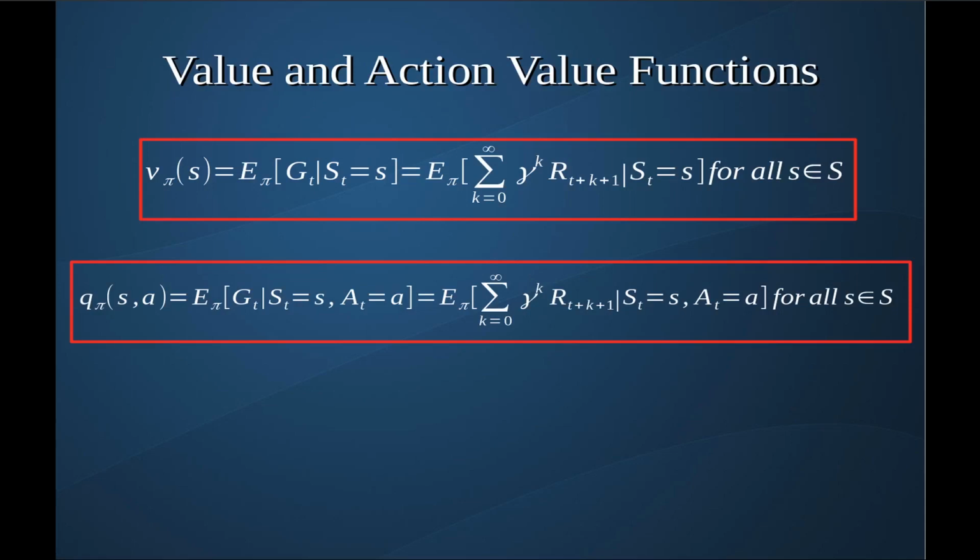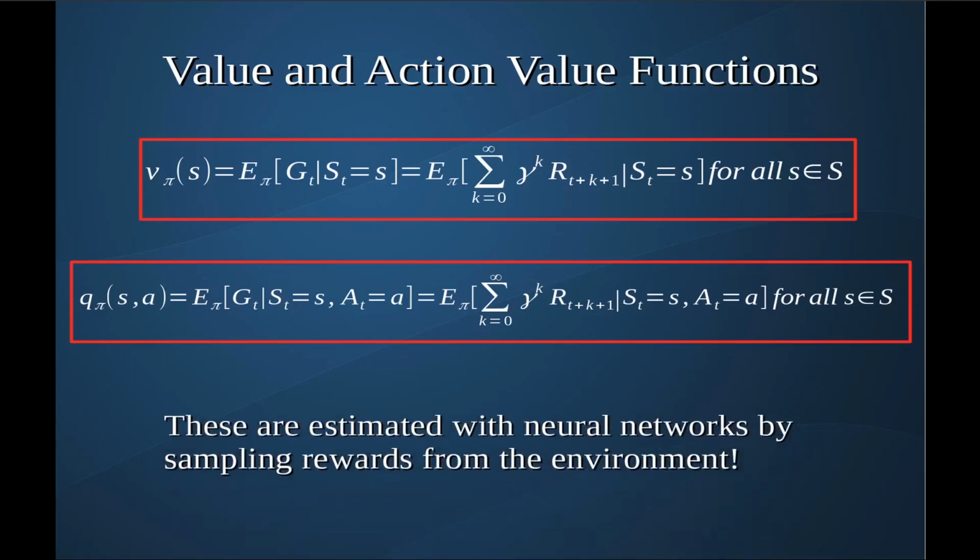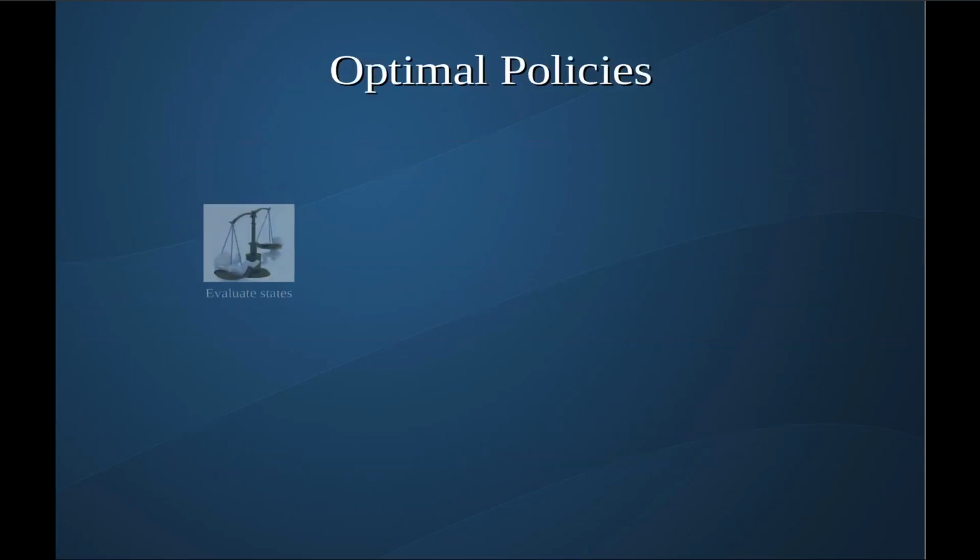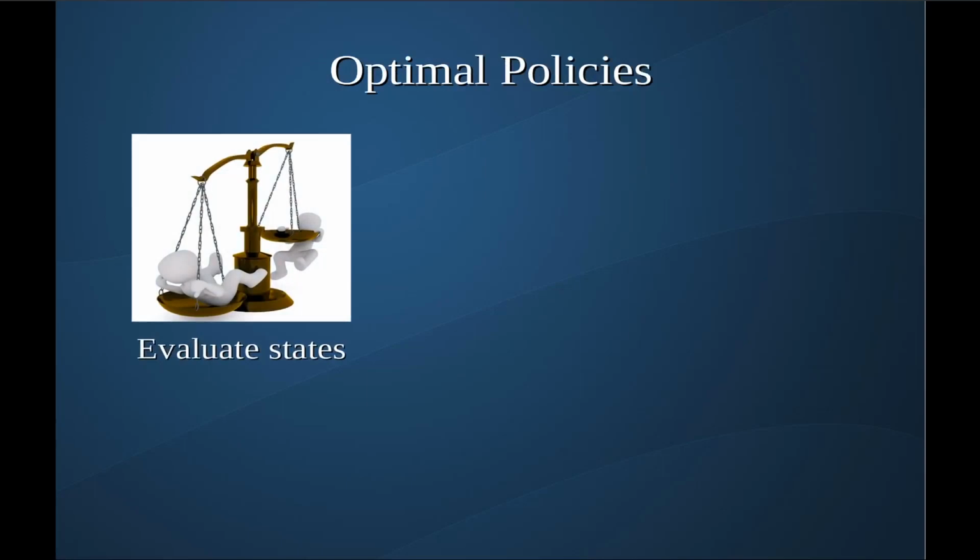So how are these values calculated in practice? Well, in reality, we don't solve these equations, we estimate them. We can use neural networks to approximate the value or action value function because neural networks are universal function approximators. We sample rewards from the environment and use those to update the weights of our network to improve our estimate for the value or action value function. Estimating the value function is important because it tells us the value of the current state and the value of any other state the agent may encounter.